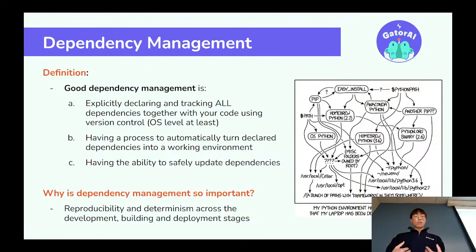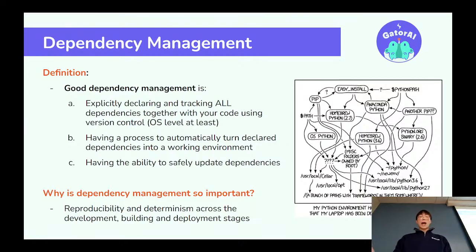Okay, so now that we've defined that, good dependency management is also having a process to automatically turn your declared dependencies into a working environment. A working environment is maybe a development environment, a built app, anything like that, such that it can work properly and the user who's using your code doesn't need to go around and try to fix a bunch of obscure bugs in order to use your project, right?